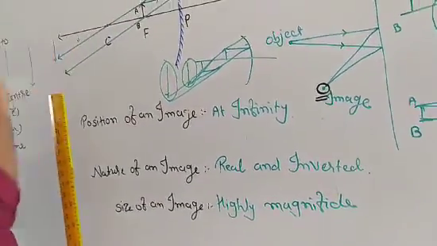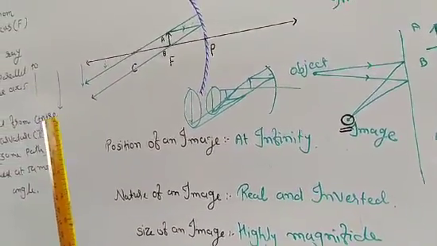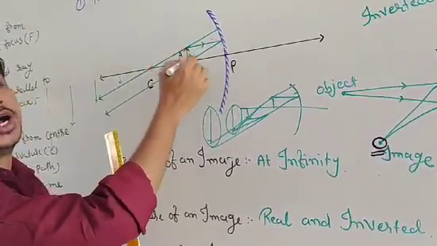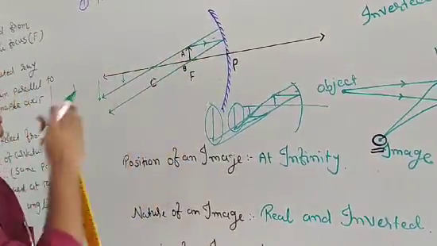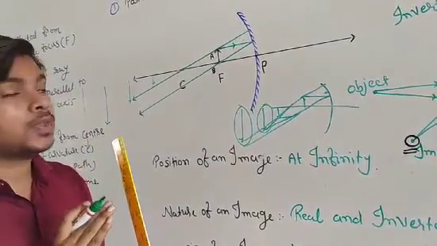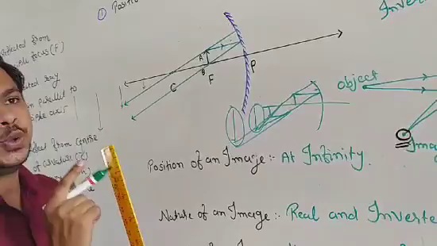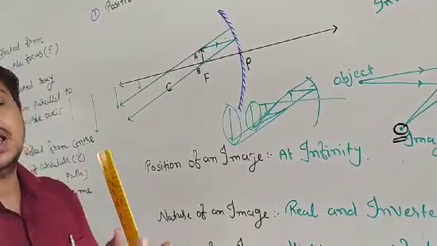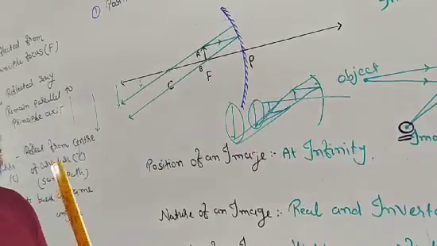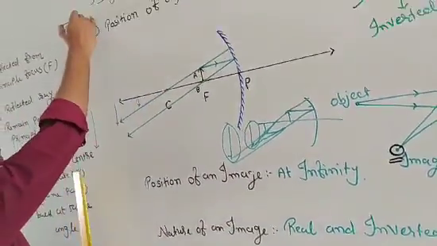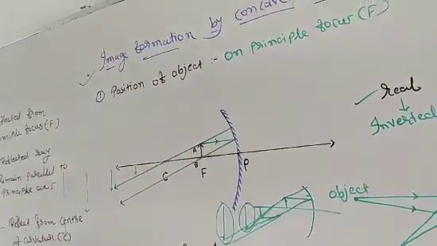So if the object is at infinity, you get an image on the principal focus. If the object is on the principal focus, you get an image at infinity distance. Both images are real and inverted. But for the infinity object you get a diminished image, and for the object on the principal focus it will be a highly magnified image. Understand? So here are two image formations by a concave mirror.